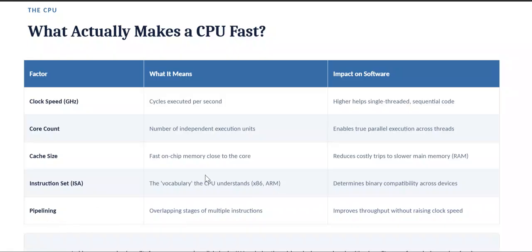Pipelining. What is pipelining? Pipelining is overlapping stages of multiple instructions. It improves throughput without raising the clock speed.